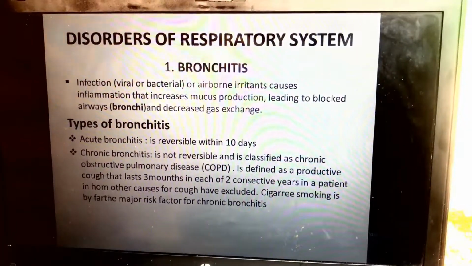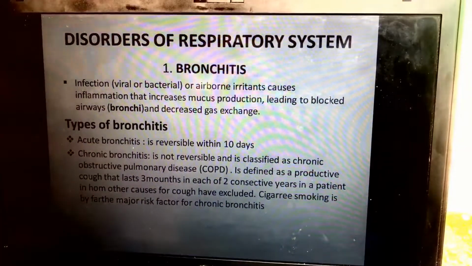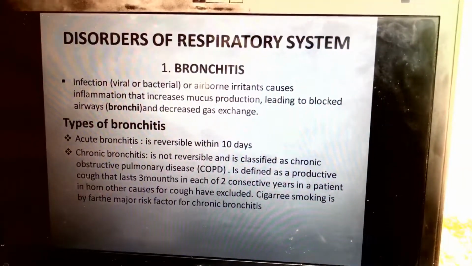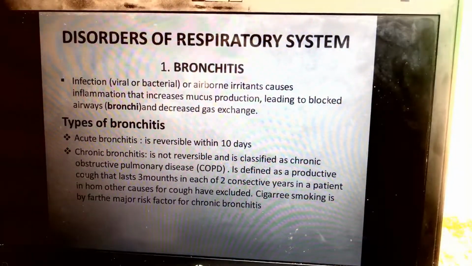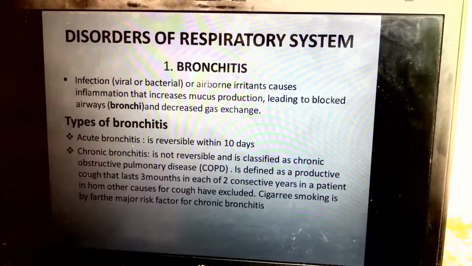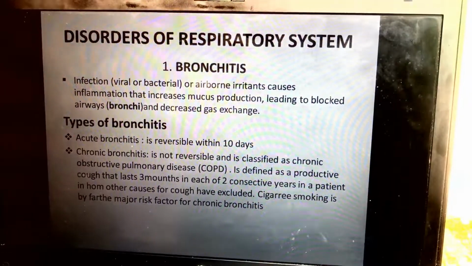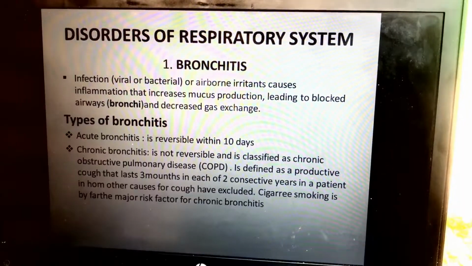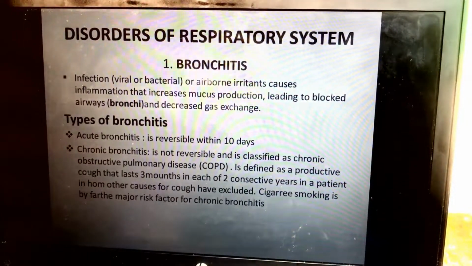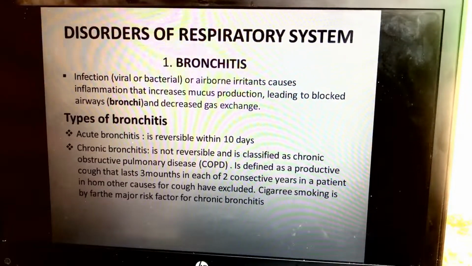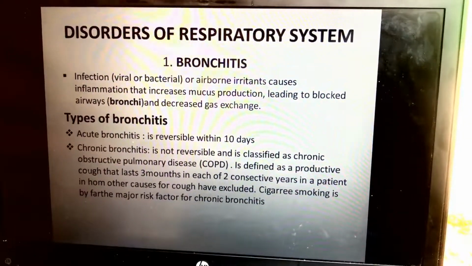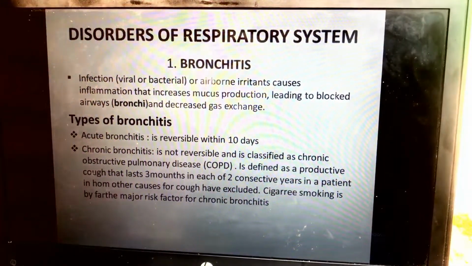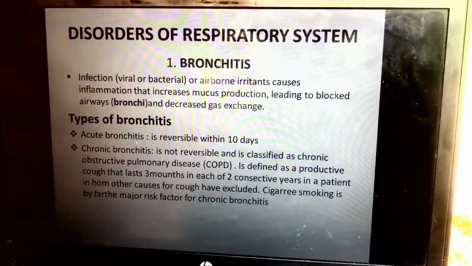Okay, let's now start the disorders of the respiratory system. The first disorder is bronchitis. Bronchitis is irritation of the bronchi. It can be caused by infection, maybe viral or bacterial, or airborne irritants. Those irritants cause inflammation that increases mucus production, leading to blocked airway, bronchi, and decreased gas exchange.